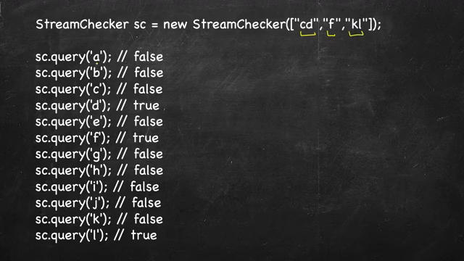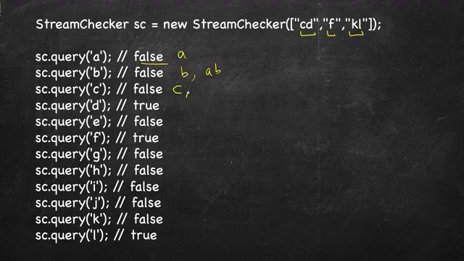And next, it queries for A. So there is no query before it. So only possibility is to search for A. So A is not present. So it returns false. Then we have B. B is also not present. So here we search for A, here we search for B or AB. So you are allowed to include previous ones. So both are not present. So it returns false. Then we have C.